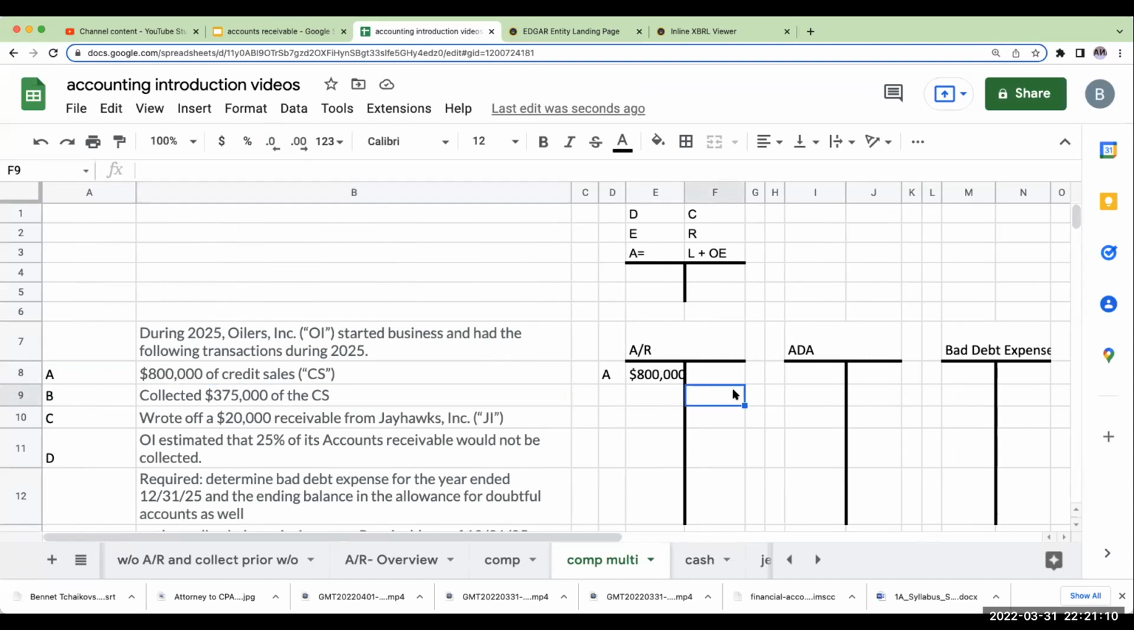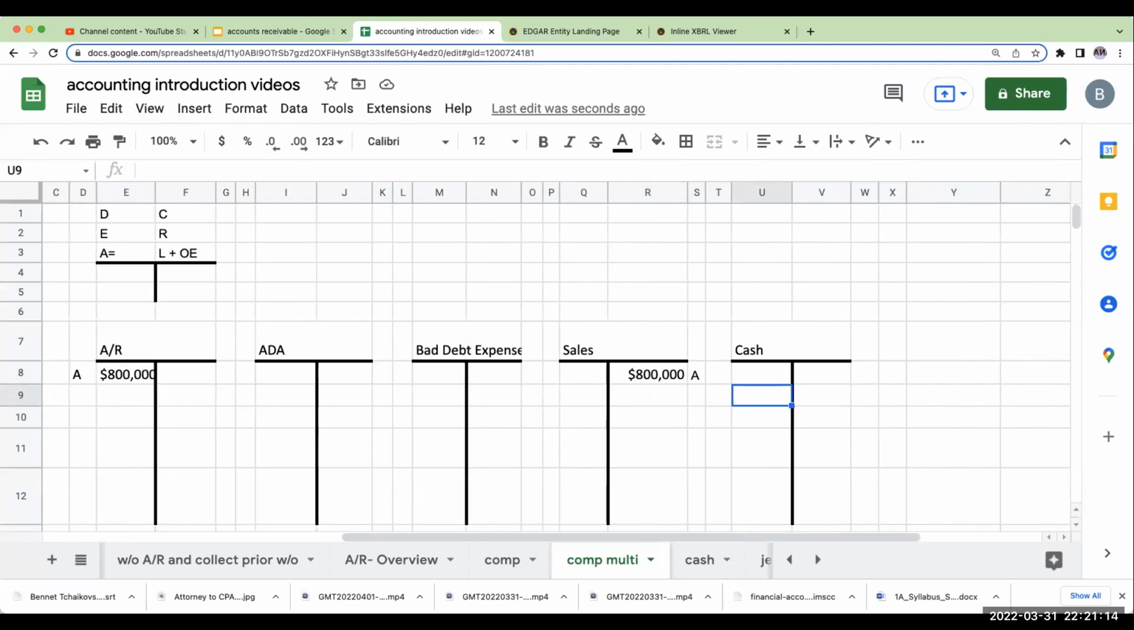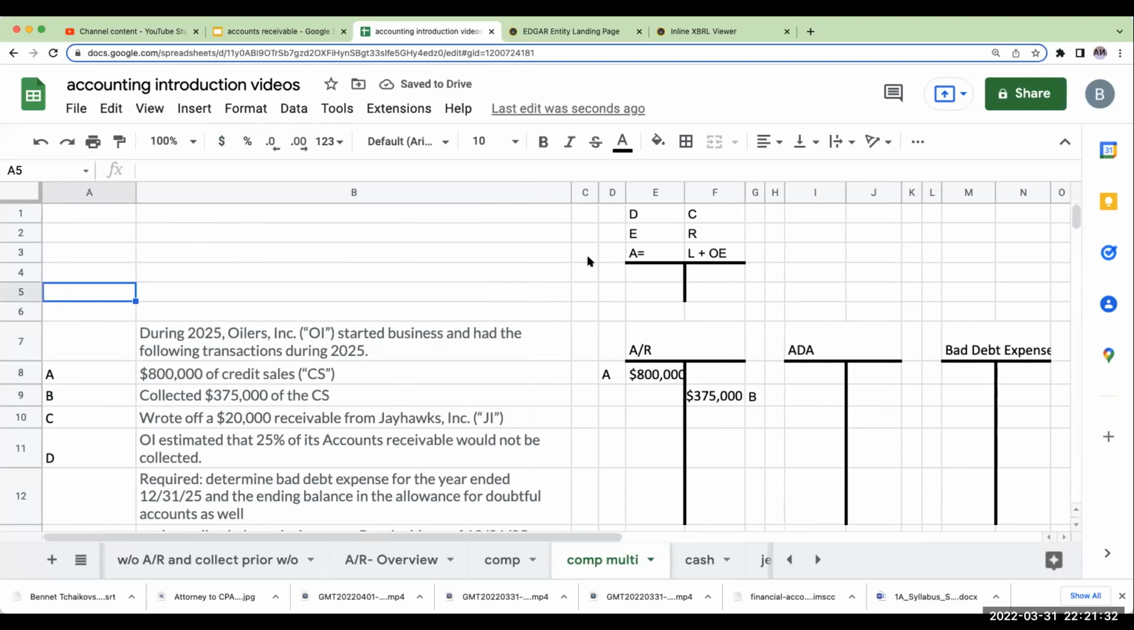So when I collect the money, what's happening? I'm debiting cash because my cash is going up. This over here is letter B. And then I'm going to be crediting accounts receivable for 375,000. So this is how I'm showing the cash coming through. Again, when I get paid on a receivable, I debit cash and I credit accounts receivable because my clients no longer owe me this amount of money.